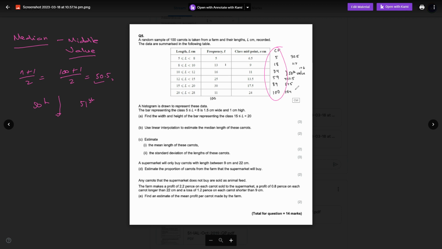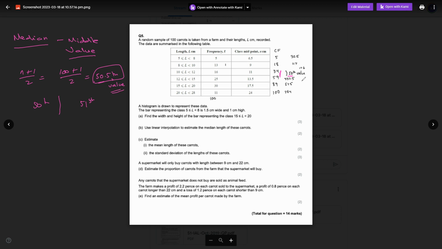Now, using a cumulative frequency, which we have over here, you can see that's 5, that's 18, that's 34. Let's just make sure that's right. So it's 5 plus 13 gets you 18, plus that gets you 34. 34 plus 25 gets you 59. And we can see that the 50th value would lie there, but we want the 50.5th value. The 50.5th value would be definitely lying in this region here.